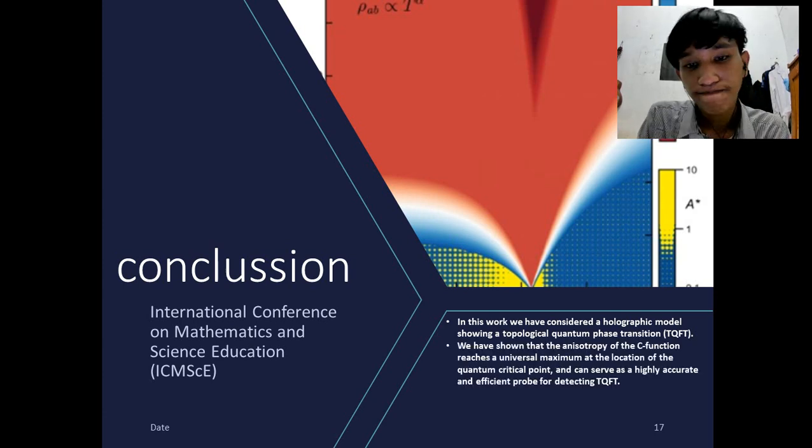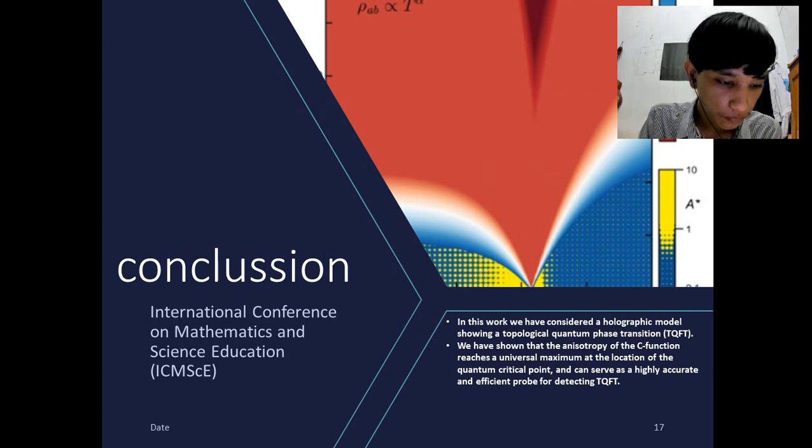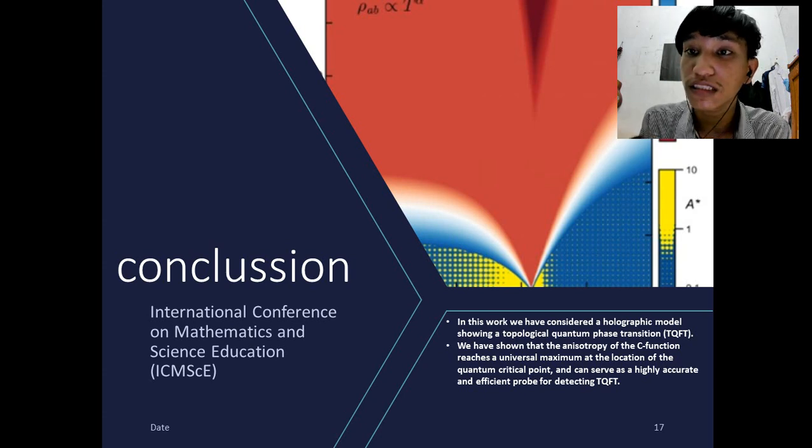We have shown that the anisotropy of the C functions reaches a universal maximum at the location of the quantum critical point, and can serve as a highly accurate and efficient probe for detecting TQPT. Okay, the result is very successful. Why? Because in defining the critical point, it is also independent of the nature of the topology. This is my second conclusion.